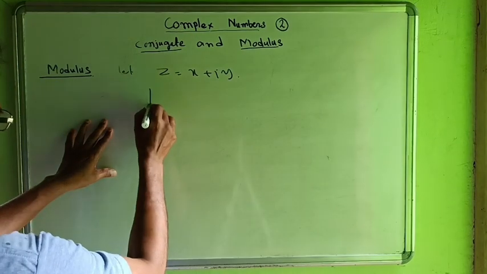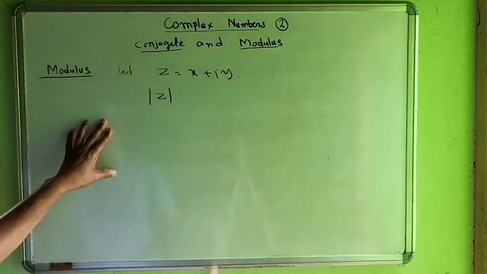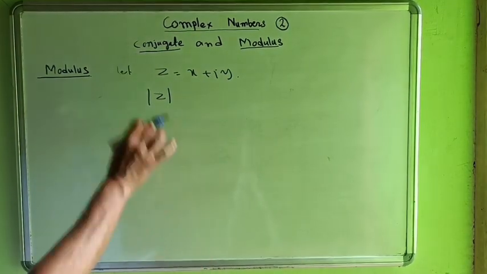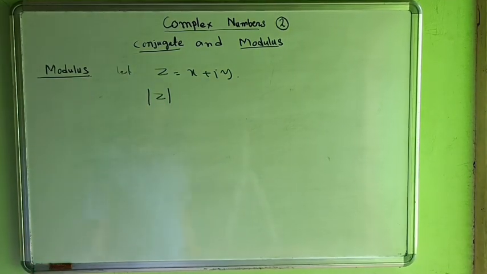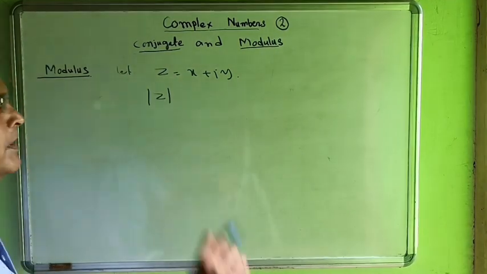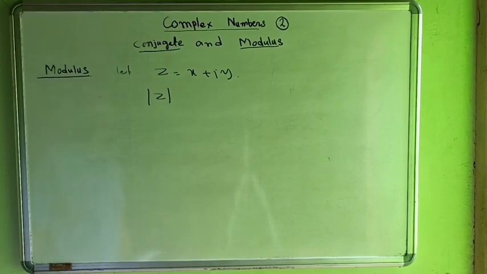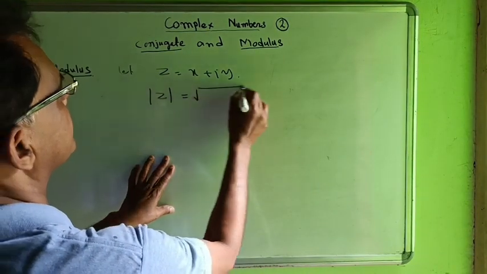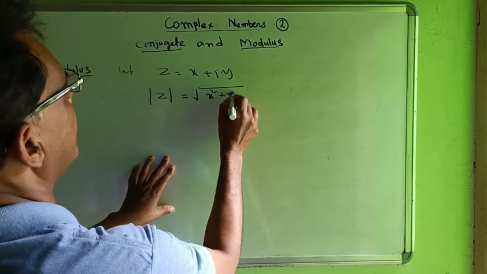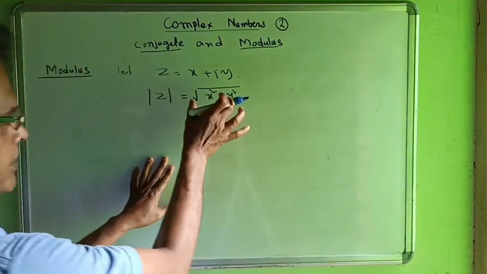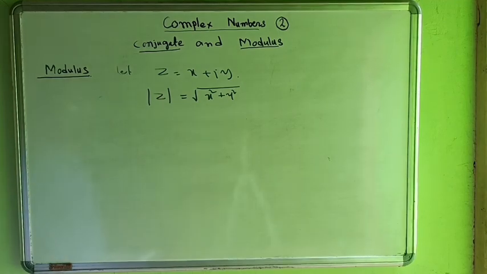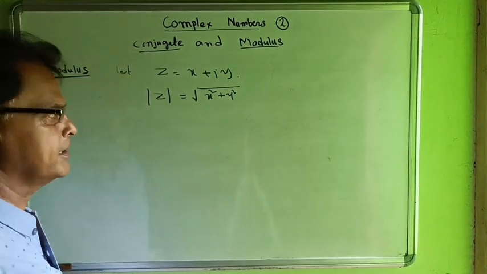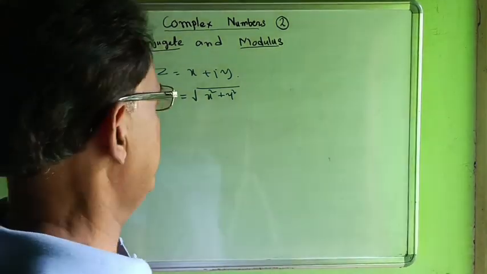Modulus, what is modulus? Modulus is denoted by mod z. Mod z is always positive, and that is the distance of z from the point O, the origin. That means mod z equals the square root of x squared plus y squared. Since it is a distance, it is positive. We take only the positive value of this. It represents the distance from O to z.